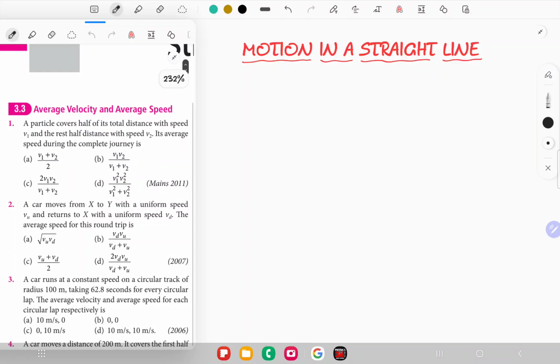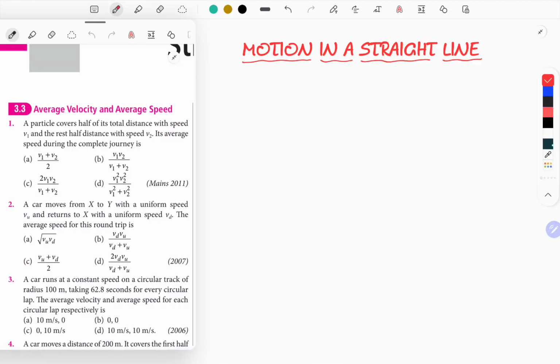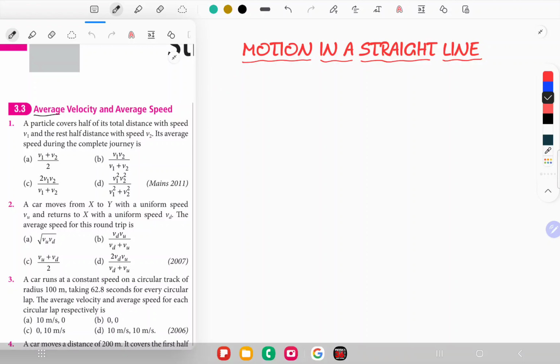So I'll solve numericals topic wise, because they have given in this PDF, the PDF that is being visible here, questions based on concept wise. Let me solve based on that only, as earlier. Before solving each and every question, let me give you a brief introduction about this topic. This topic is about average velocity and average speed.